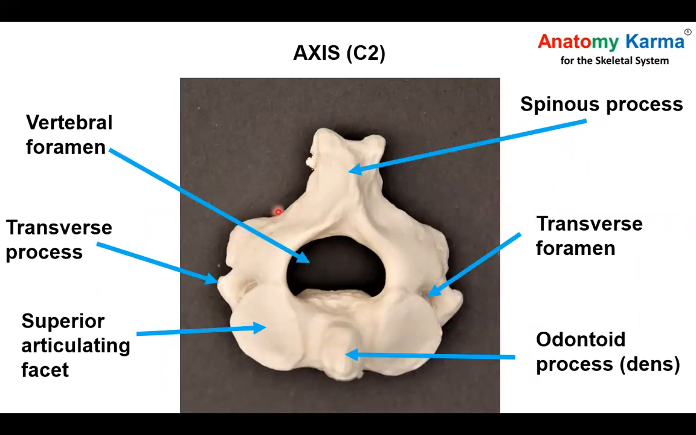Our next vertebra is the axis. We are going to use here the superior articulating facet as well as our landmark. And again, the difficult to see transverse foramen is right close to the top and to the side of the superior articulating facet.